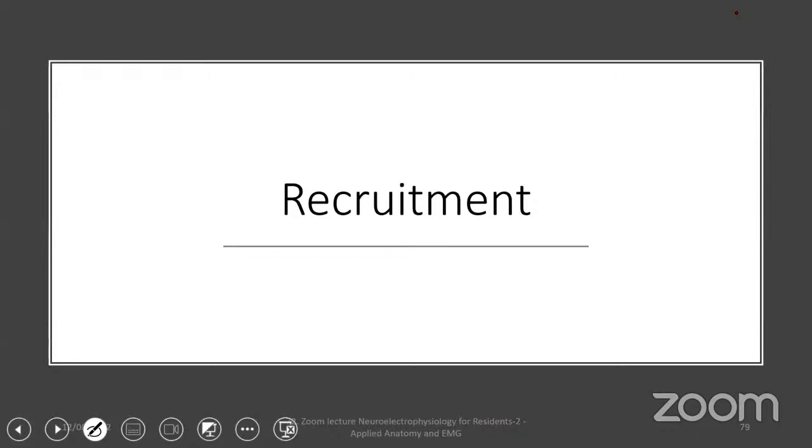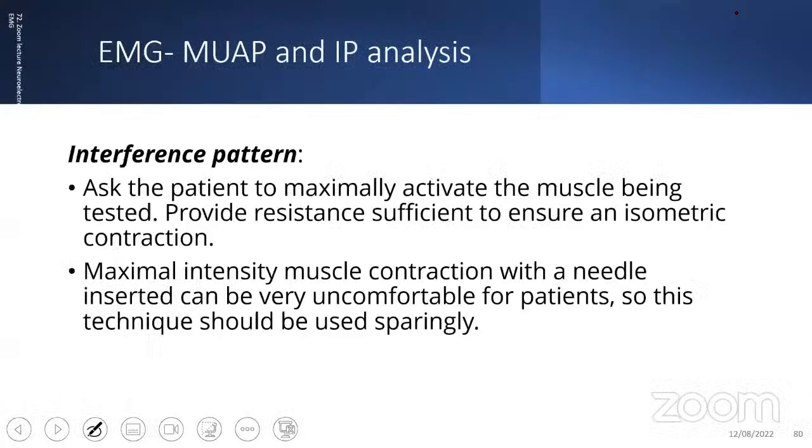So now we'll go to the last part of the EMG technique, that is recruitment. Ask the patient to maximally activate the muscle being tested and provide resistance sufficient to ensure an isometric contraction. Maximal intensity muscle contraction with a needle inserted can be very uncomfortable for the patient. This technique should be used sparingly.